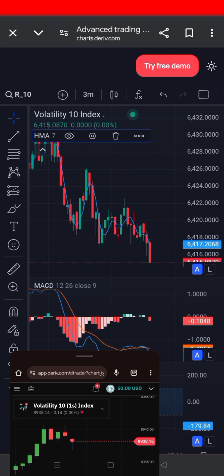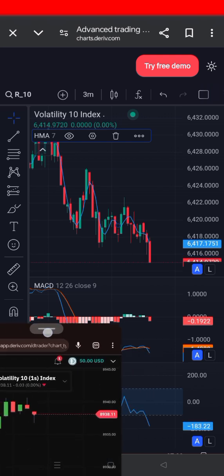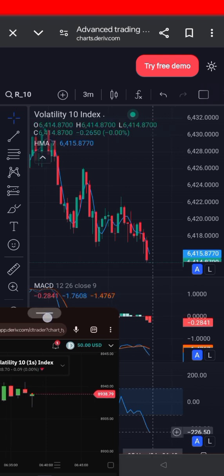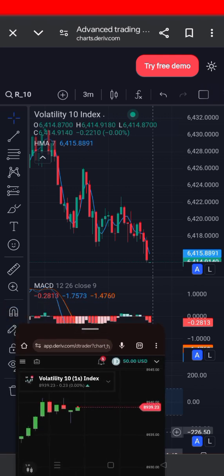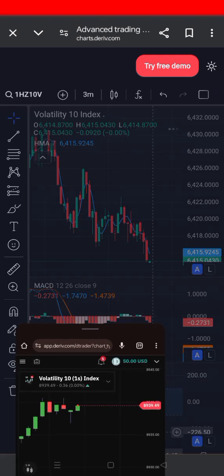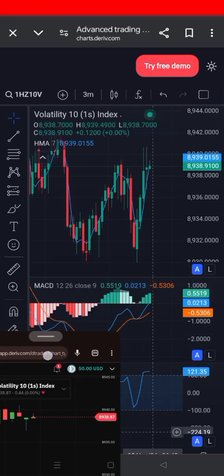We can see the 10 index has crossed slightly, and the hull indicator shows the candlestick trying to form a downtrend. But looking at the MACD, we have moved on the downtrend very much. We don't want such kind of movement, we want an accurate movement. So let's look at this Volatility 10 index.